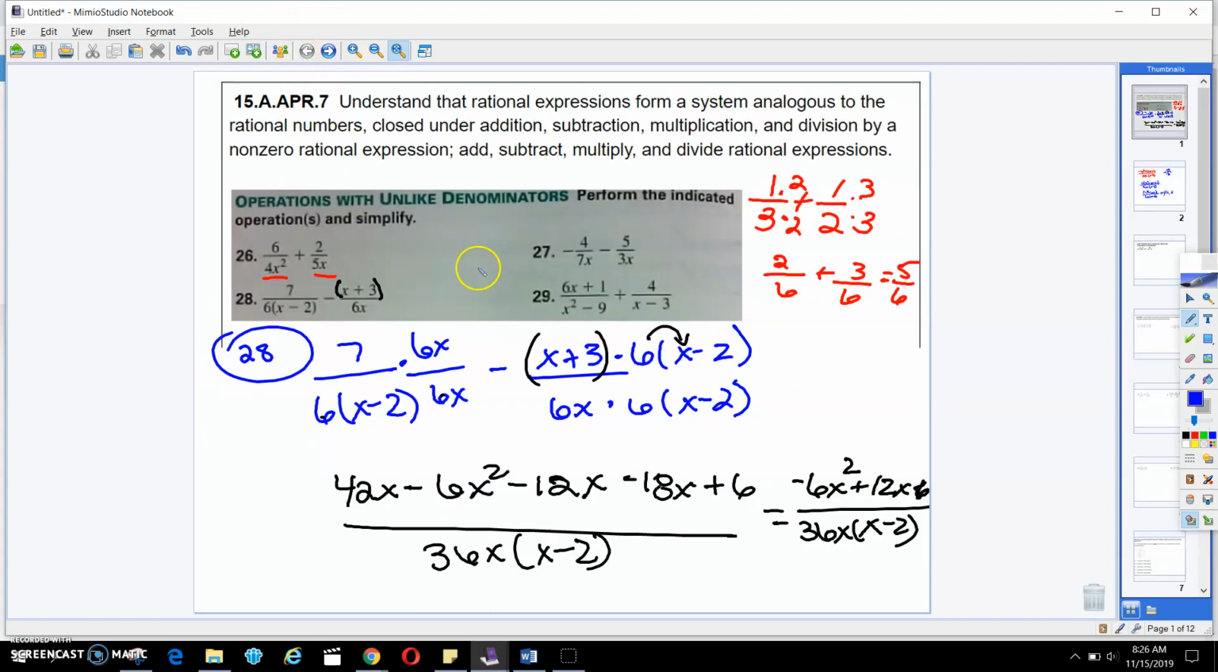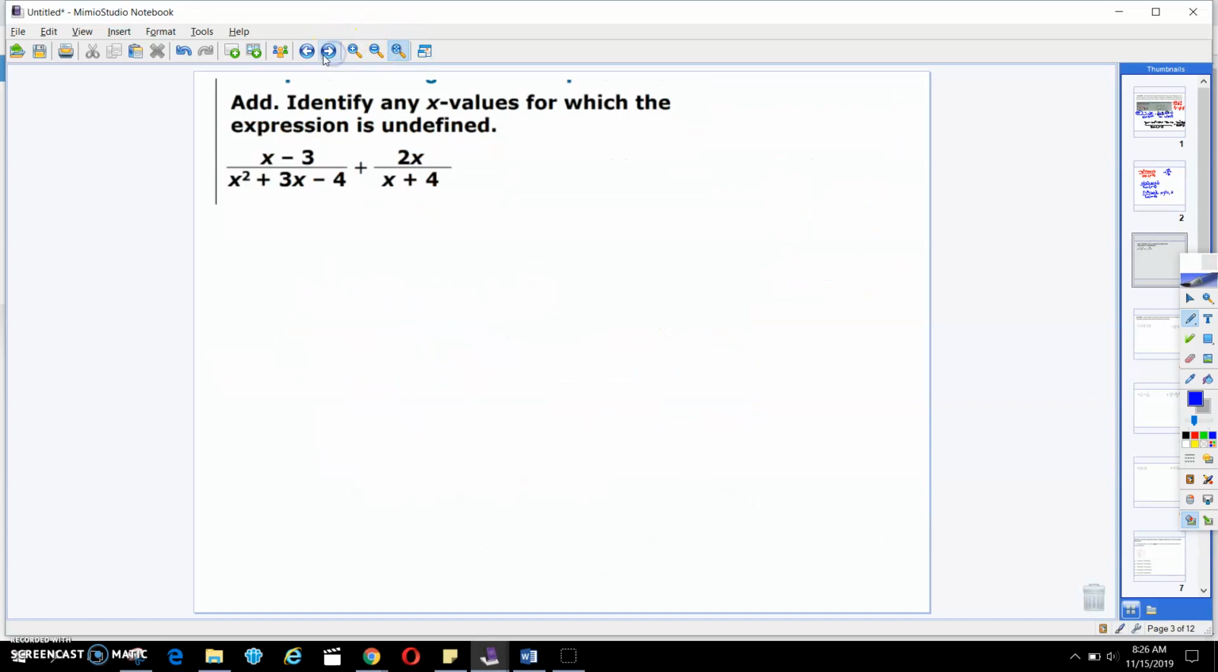And I can work through 29, but your teacher's probably going to go over this in class. And it's the same process as everything else over here. The only difference is you would factor this first. So this is a lot like what 29 would have been. So what you're going to do here is you're going to factor this part first.